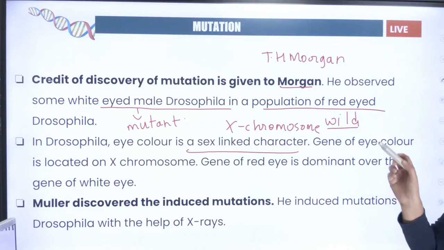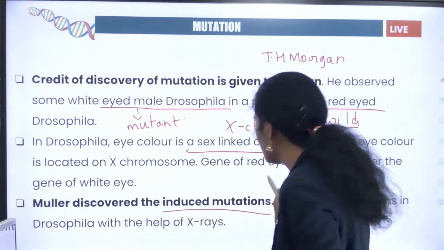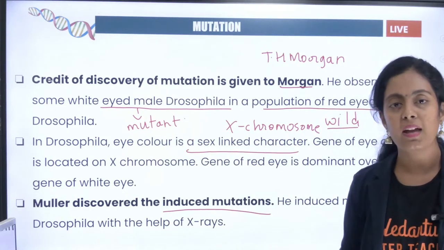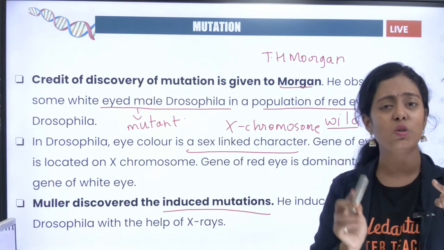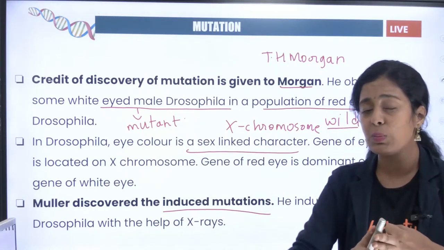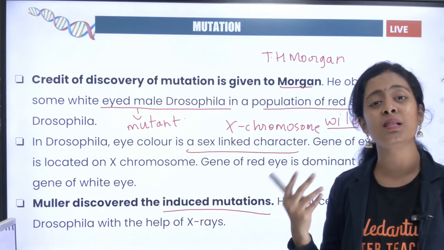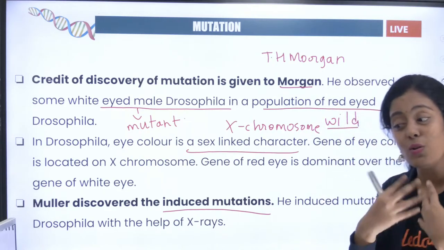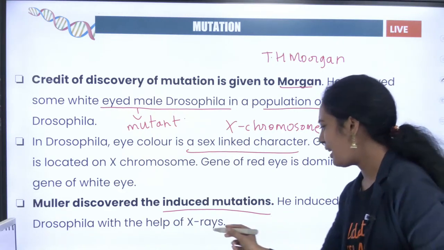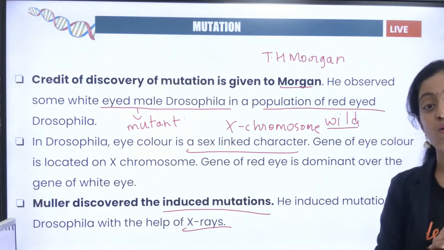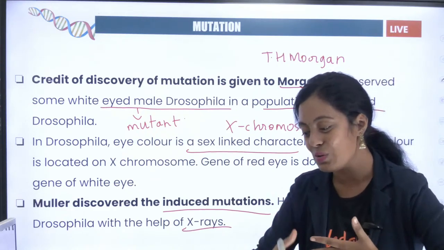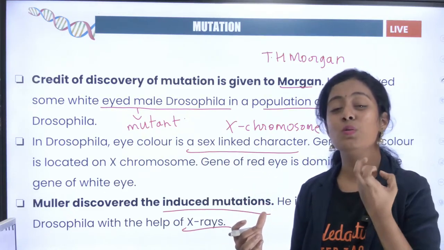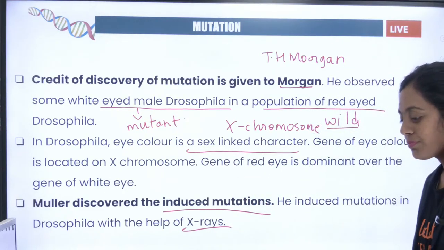And Muller discovered induced mutation. Can we induce mutation in a human? Certainly we can. I can induce mutation in bacteria, in plant cells, and also in animal cells. Can anyone tell me how we induce mutation? Very simple, it is given here. Using X-rays, using radiations, I can induce mutation. How do you induce mutations? By using X-rays.